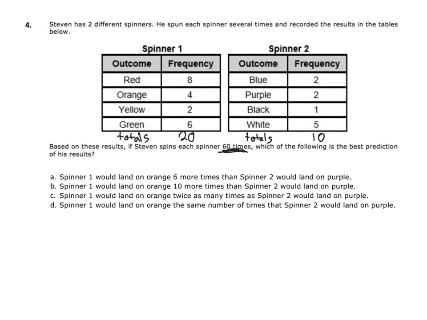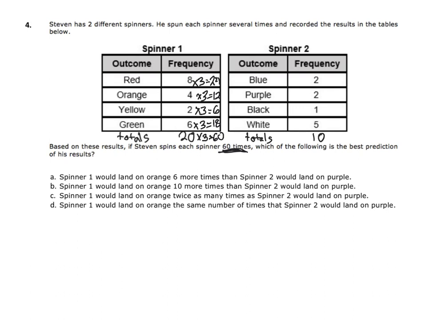Now we need to get those results somehow to be 60. So for 20, we have to multiply that by 3 to give us 60. Since we multiplied the total by 3, we have to multiply each other by 3 to make the problem correct. So 8 times 3 is 24. 4 times 3 is 12. 2 times 3 is 6. 6 times 3 is 18. If we were to add all of that up, it would equal 60.